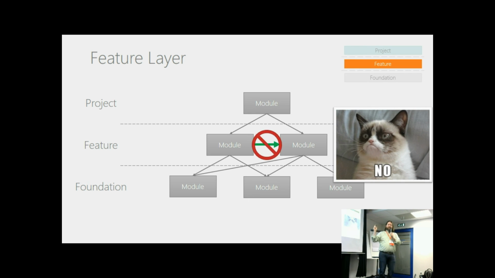It's a bad one. So no, we don't do it this way, because the stable dependency principle states that any module can't have a dependency on anything that's less stable than itself. So all of the dependencies of a module in the feature layer should come from the foundation layer. Features should never depend on each other.